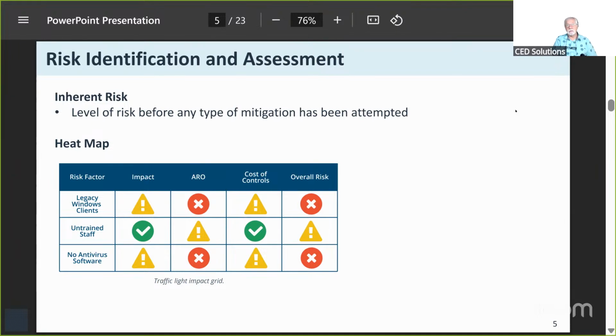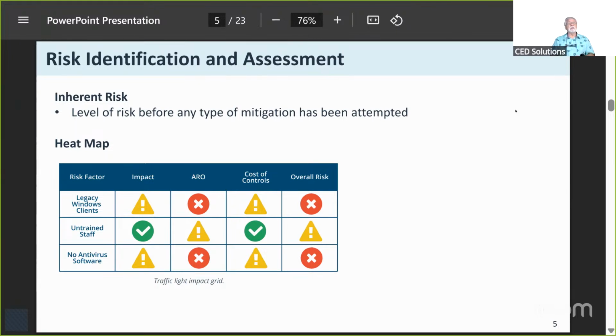Personally, I would extend this out several other columns on the spreadsheet. But this basically identifies what the risk factor itself is, in this case: not having antivirus, anti-malware software, staff that is not trained properly, or older systems like we're talking about, older legacy Windows operating systems or older legacy hardware.